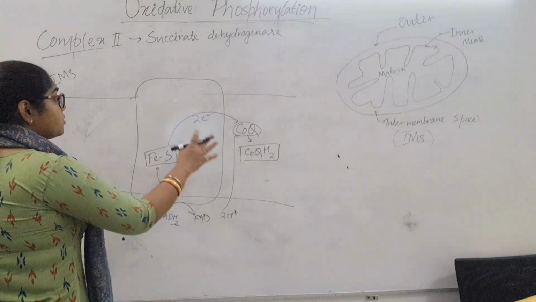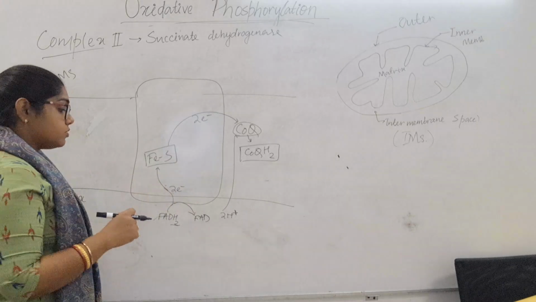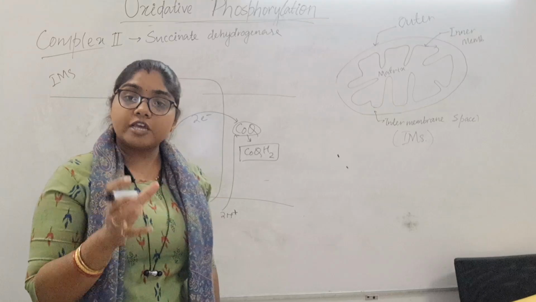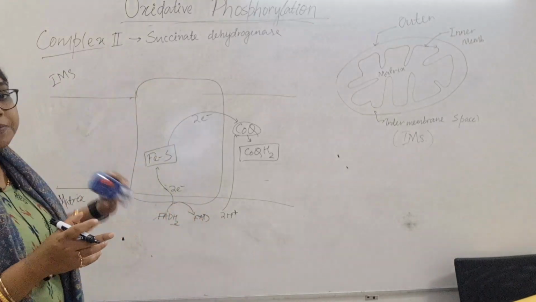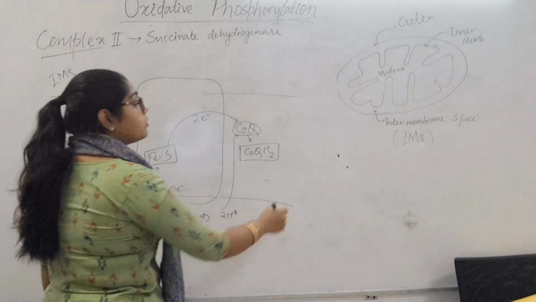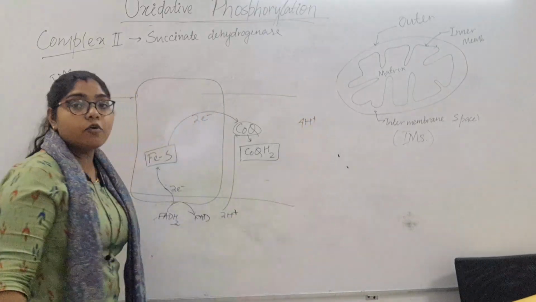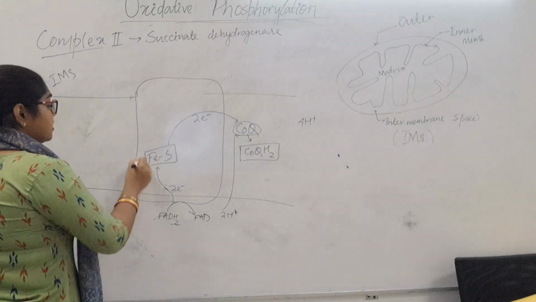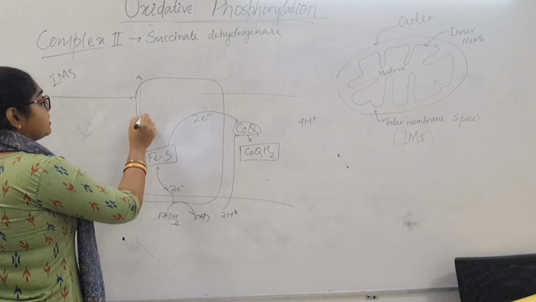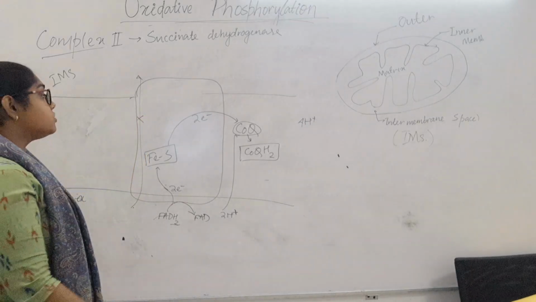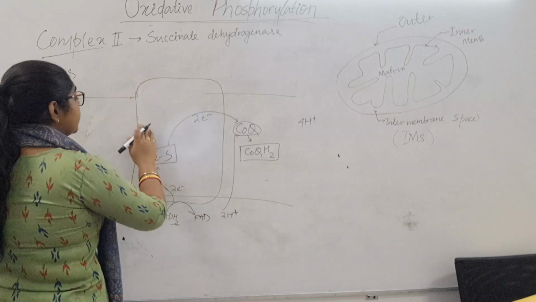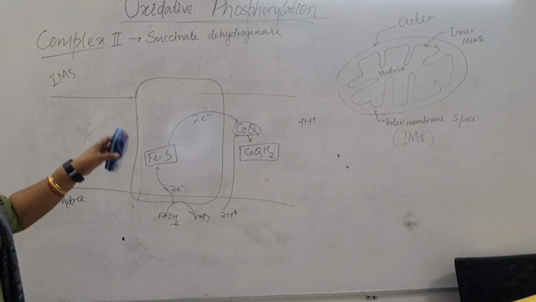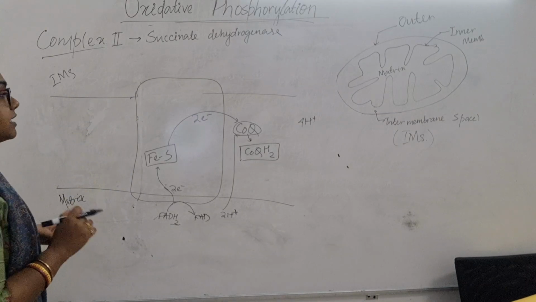Okay, so this is the process that takes place in complex 2. But unlike complex 1, there is no proton transportation from matrix to intermembrane space. In complex 1, 4 protons are transported, but in complex 2, no protons are transported. It just reduces FADH2 to FAD. Okay, this is the story of complex 2.